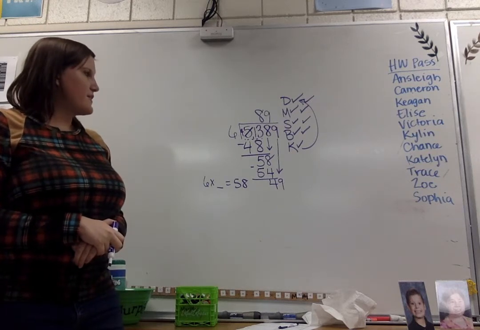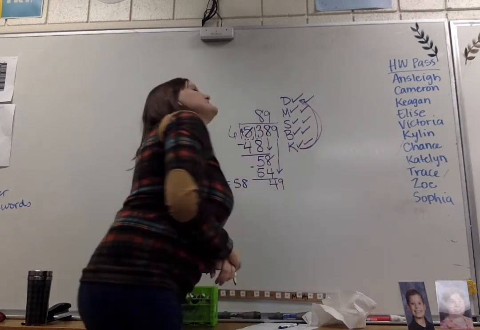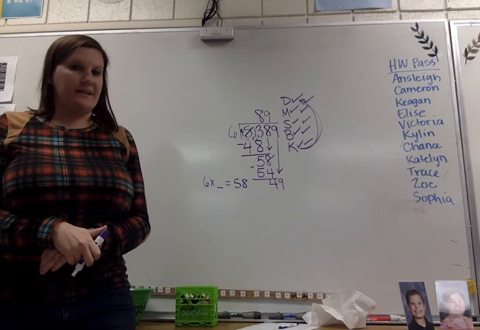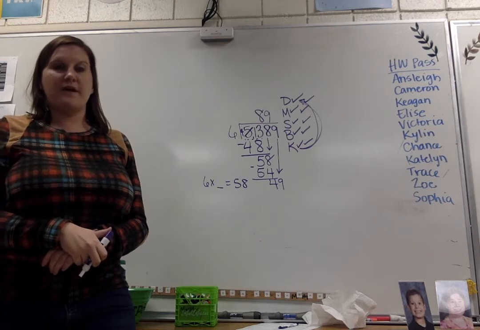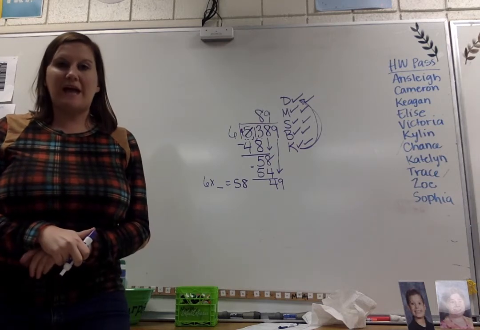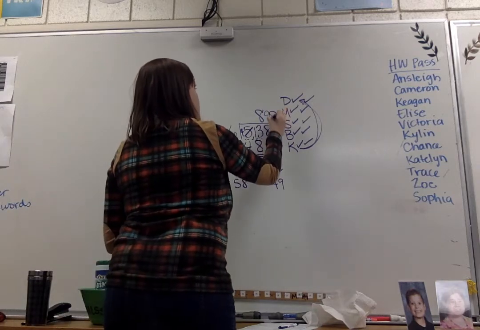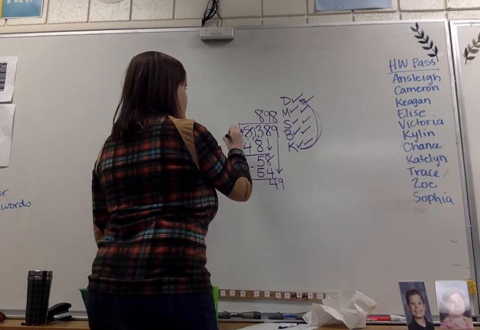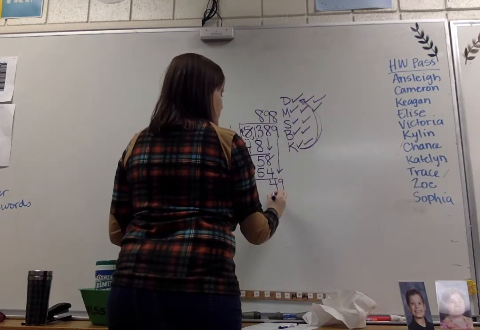So I have to think of what times 6 is close to 49. Gotta know those multiplication facts. I know that 6 times 8 equals 48, so that's really close to 49. So the 8 will go above that 9. So I've divided. 6 times 8 equals 48.